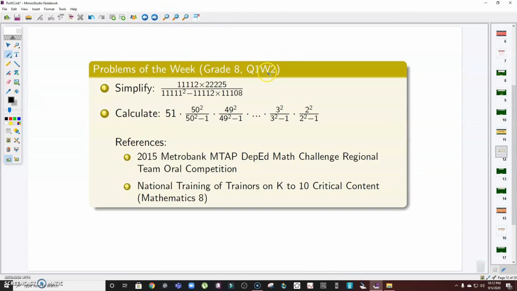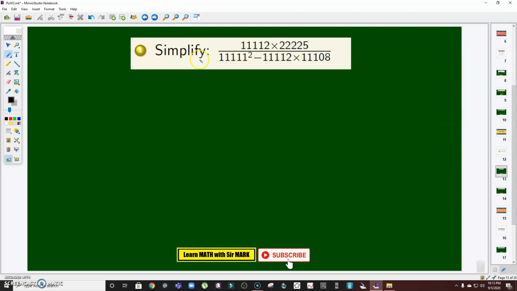Okay, for week number 2, I posted 2 problems on factoring. So let's have number 1. Simplify 11,112 times 22,225 all over 11,111 squared minus 11,112 times 11,108.